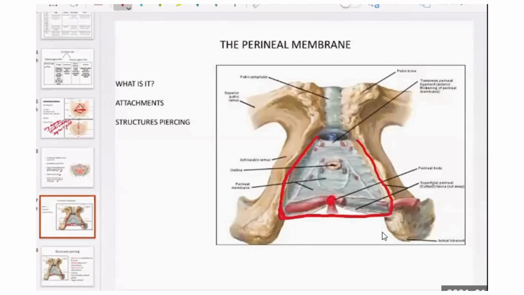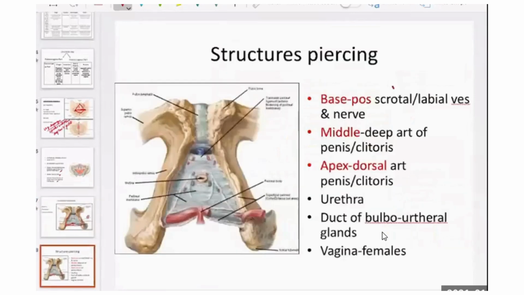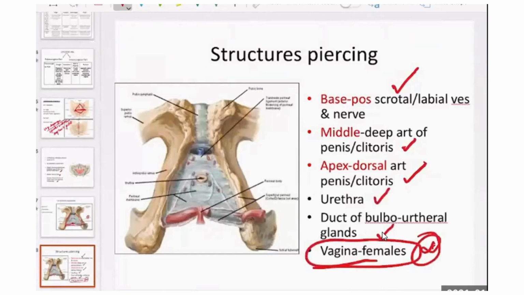The structures piercing the perineal membrane are the dorsal nerve, artery of the bulb of the penis, dorsal artery of the penis, urethra, duct of the bulbourethral gland, and the vagina in the female. These are the structures that pierce the perineal membrane.